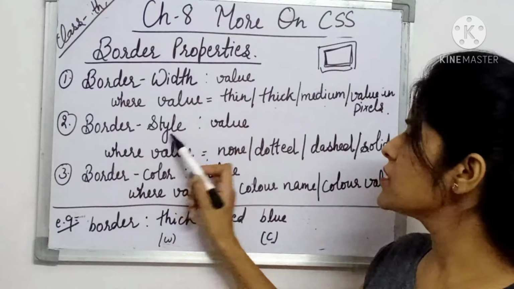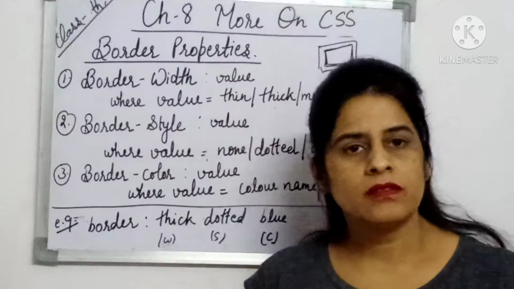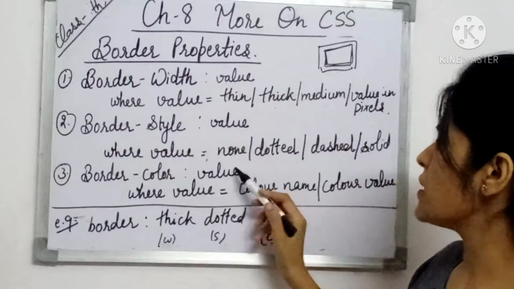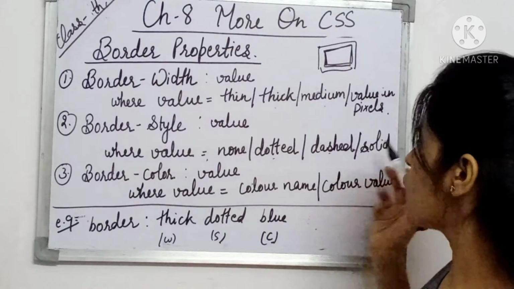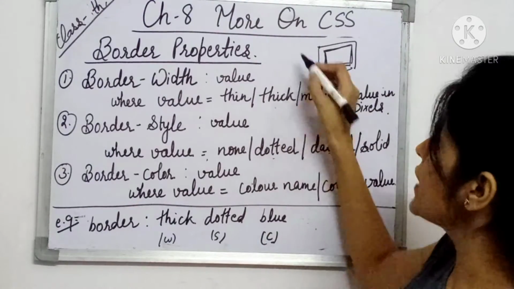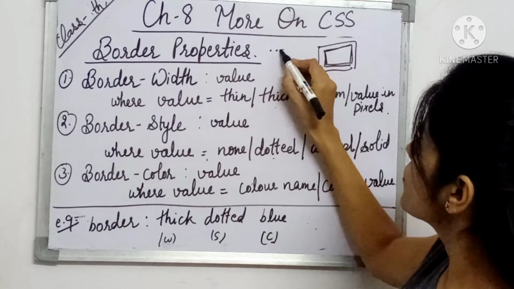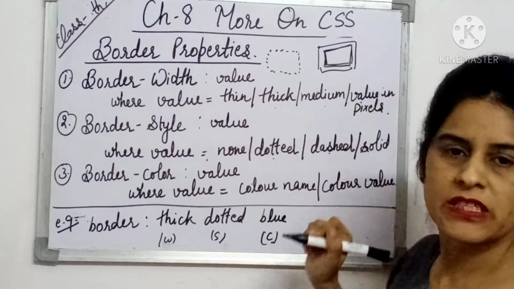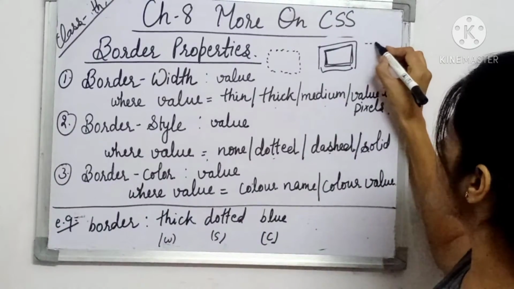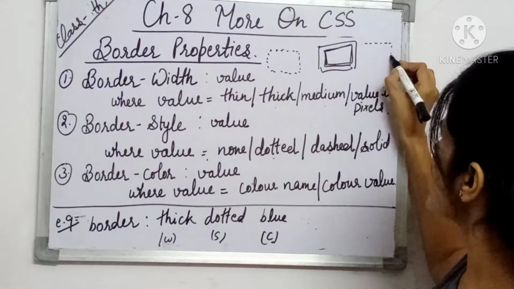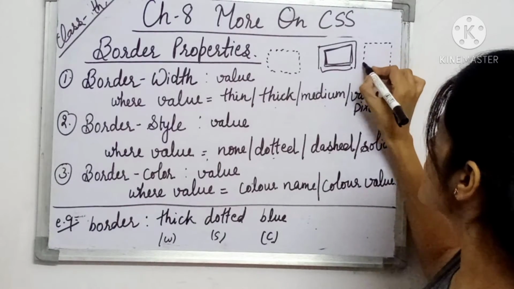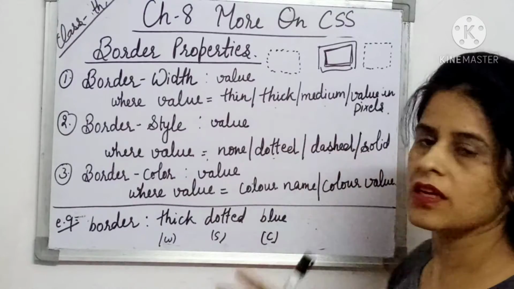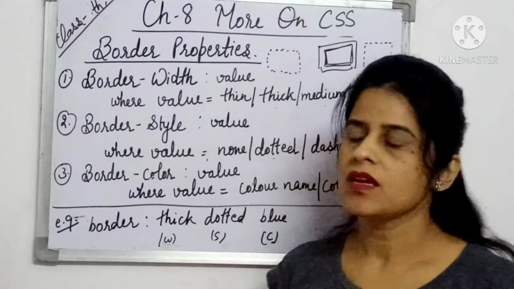Next is the border style. How will the border look? You can specify the border style, like you can specify dotted, dash, solid. If you specify dotted, then your border will be like this, dotted. If you specify the dash, then small dashes will appear as a border. So this is the border style. There are many names you can mention in this style.